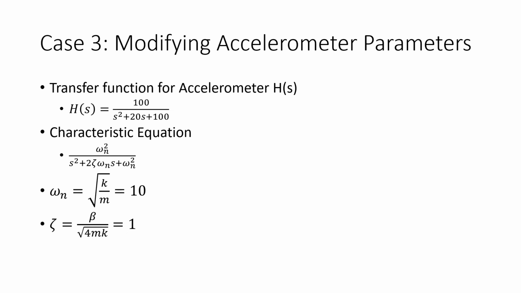Now we go into case 3, where we are going to modify the accelerometer parameters a little bit. So we're going to take that transfer function for the accelerometer here, it's H(s). And the characteristic equation here kind of shows what these numbers are showing. So we have Wn, natural frequency, is 10, and then the damping ratio of 1.